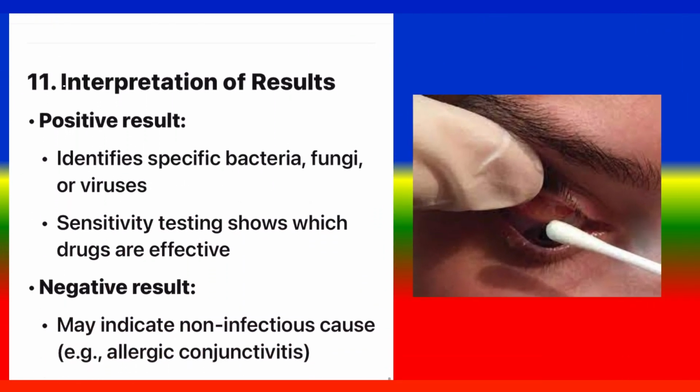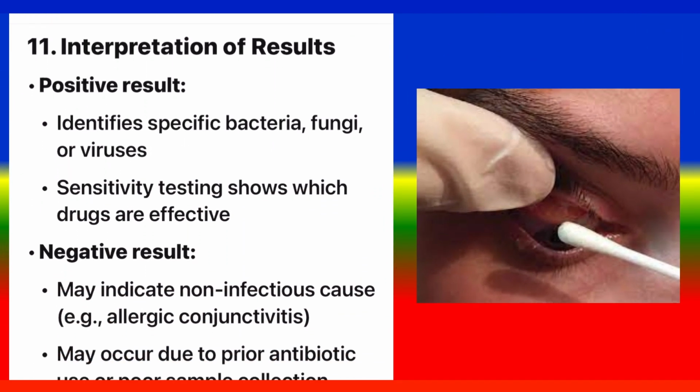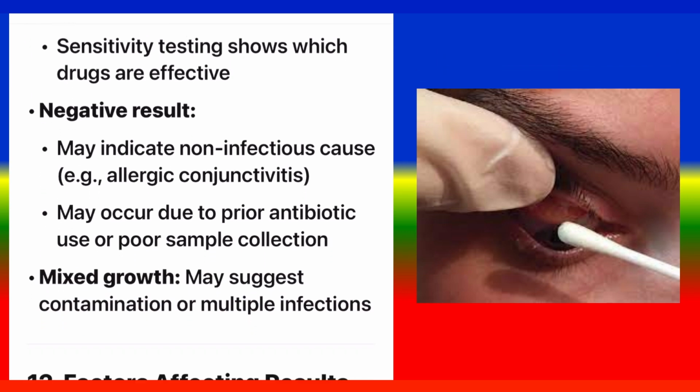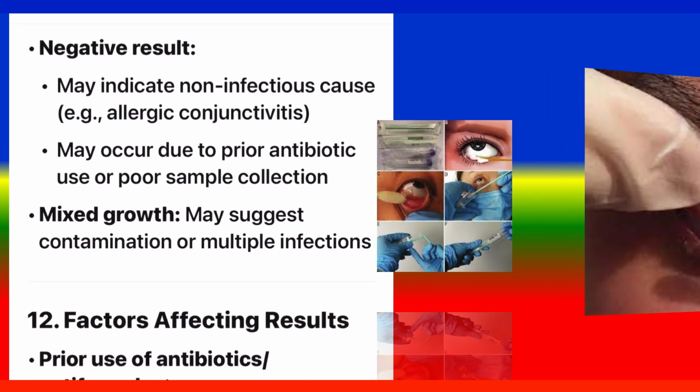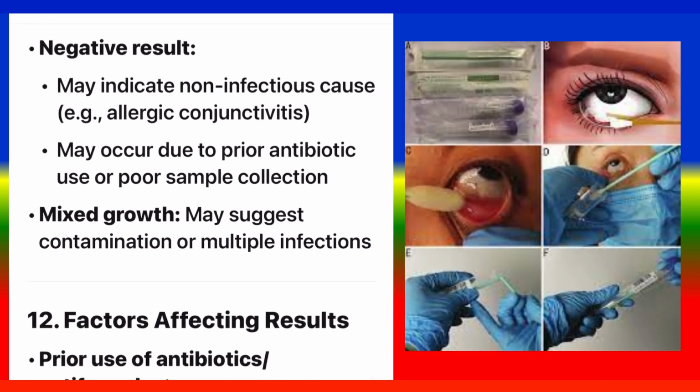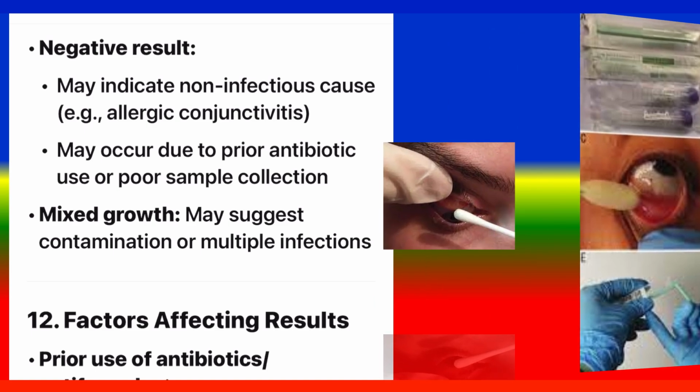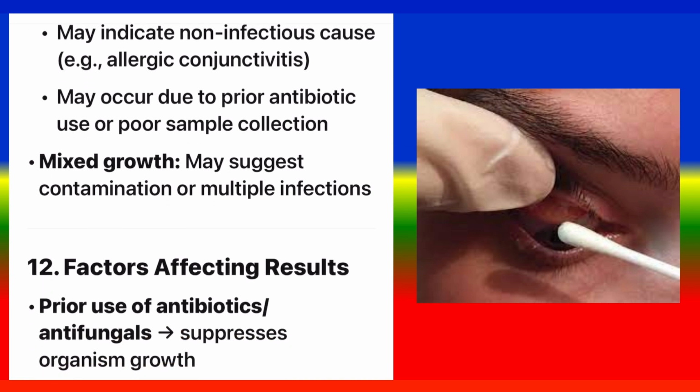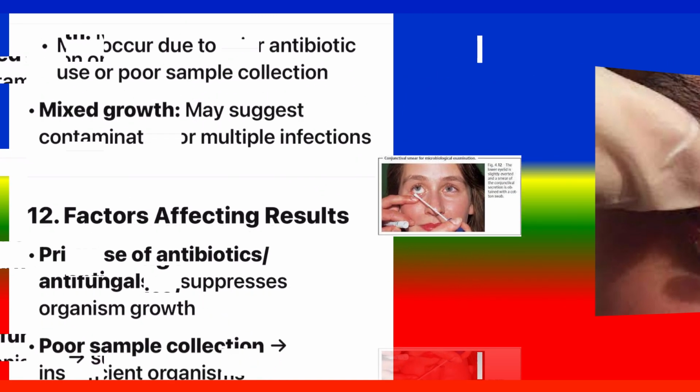11. Interpretation of results. Positive result: identifies specific bacteria, fungi, or viruses. Sensitivity testing shows which drugs are effective. Negative result: may indicate non-infectious cause, e.g. allergic conjunctivitis. May occur due to prior antibiotic use or poor sample collection. Mixed growth may suggest contamination or multiple infections.